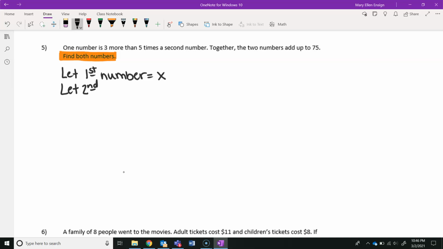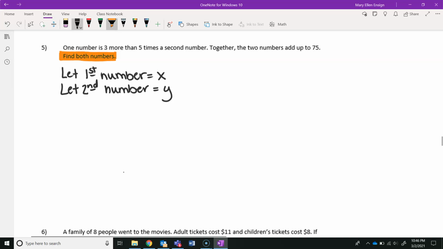So if you use s, it has a tendency to turn into a 5 somewhere. Obviously, a lowercase l is not a good choice because it looks like a 1. So just little things like that. But otherwise, really, you can use any variable you want. Okay, so I have two numbers I'm trying to find, both numbers. So I have an x and a y.